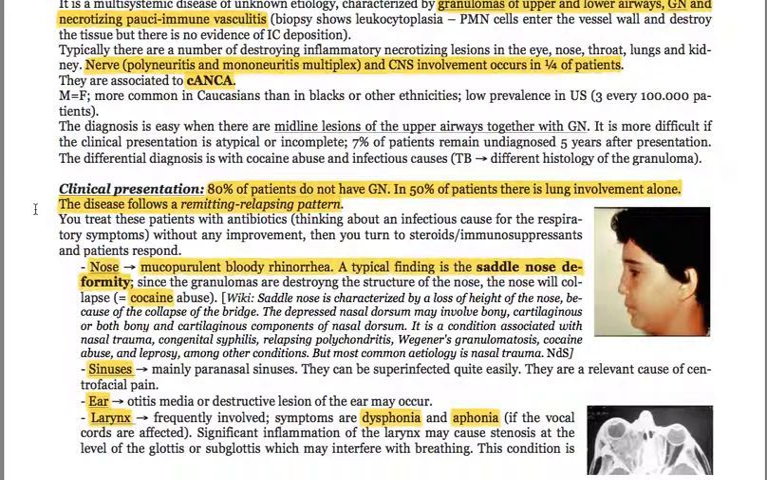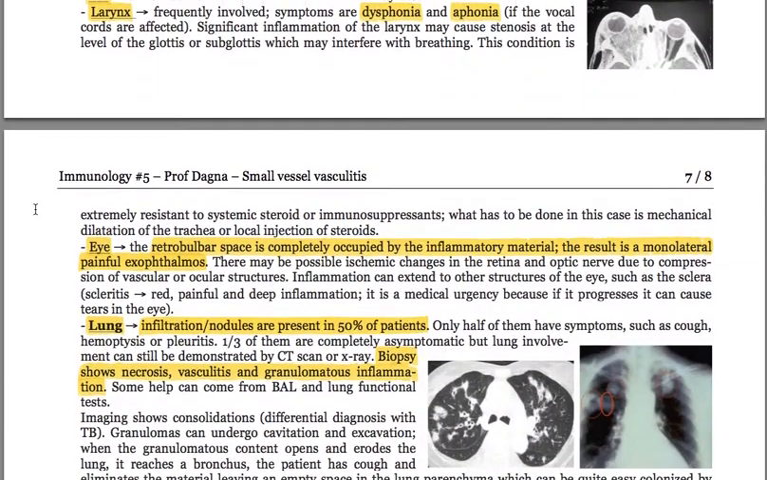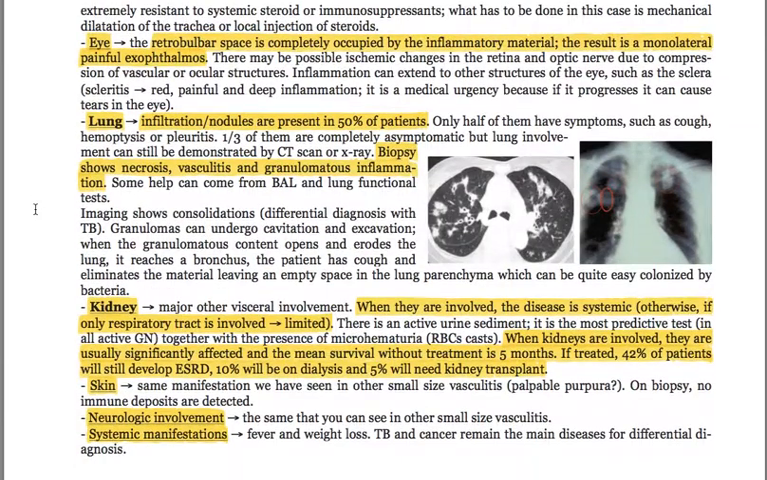The larynx can be frequently affected. Symptoms are dysphonia and aphonia if the vocal cords are affected. Significant inflammation of the larynx may cause stenosis at the level of the glottis or subglottis, which may interfere with breathing. This condition is extremely resistant to systemic steroids or immunosuppressants. What has to be done in this case is mechanical dilatation of the trachea or local injection of steroids.